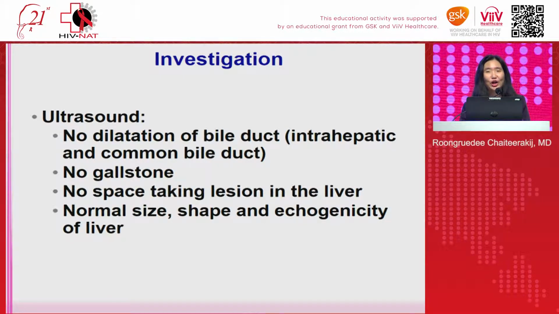But in reality, what I did first is the ultrasound, because her chief complaint is epigastric pain and low-grade fever. So we wondered whether she had epigastric pain and fever because of acute cholecystitis or cholangitis from gallstone. We did the ultrasound first, and fortunately, we didn't find dilatation of the bile duct, either intrahepatic or common bile duct, which means that there was no obstruction from gallstone or CBD stone. In the gallbladder, there was no gallstone. The liver looks very good, normal size, shape, and echogenicity.